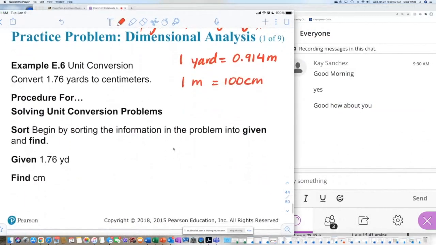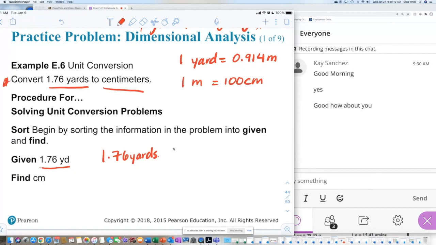Okay, this is working on the next page, but I'm going to work it right here. So you start with the given. This is essentially your problem here saying convert 1.76 yards to centimeters. So I'm going to write the given. Well, they wrote it for me. 1.76 yards.